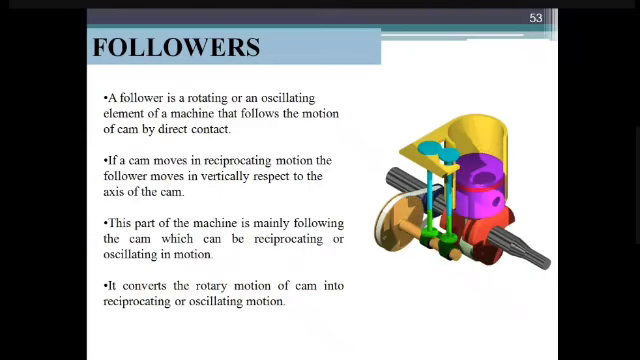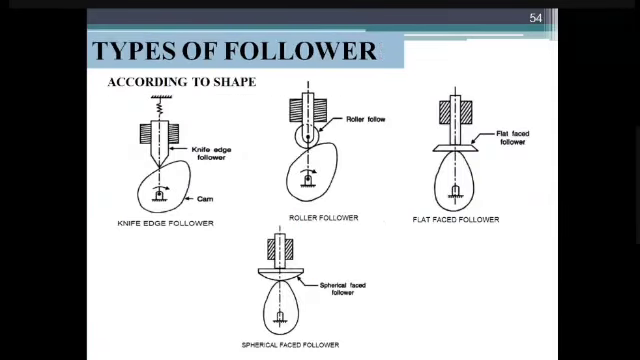The follower is an element of a machine that follows the motion of a cam by direct contact. Look at this, which is used to open and close the valves, inlet and outlet ports. So what about the types of follower? Knife edge follower, roller follower, flat faced follower, and spherical faced follower.